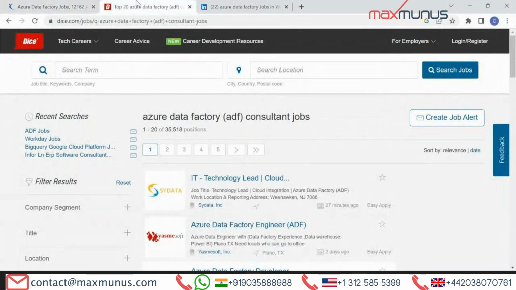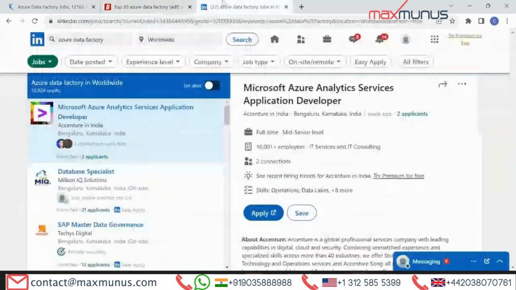In Dice currently, I see there are 35,518 job openings for Azure Data Factory. And if anyone is looking for a job worldwide, then LinkedIn is definitely the best platform to look for jobs across the globe. In LinkedIn today there are 10,924 job openings. I repeat, 10,924 job openings for Azure Data Factory.